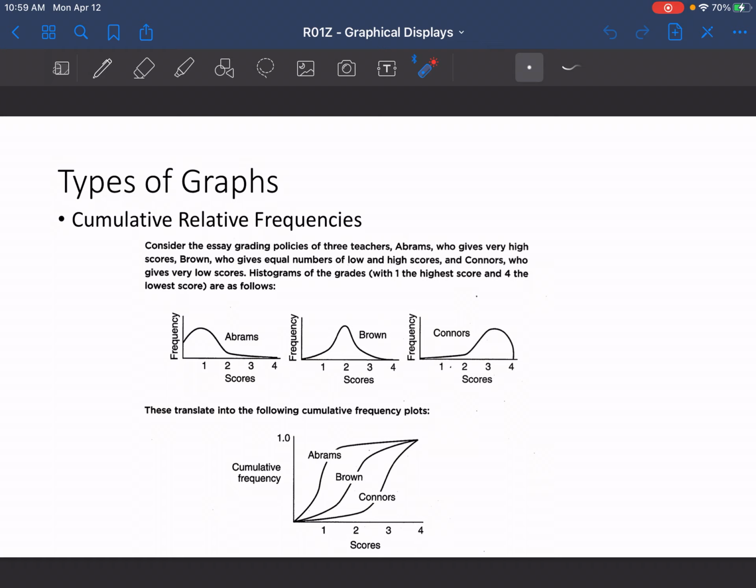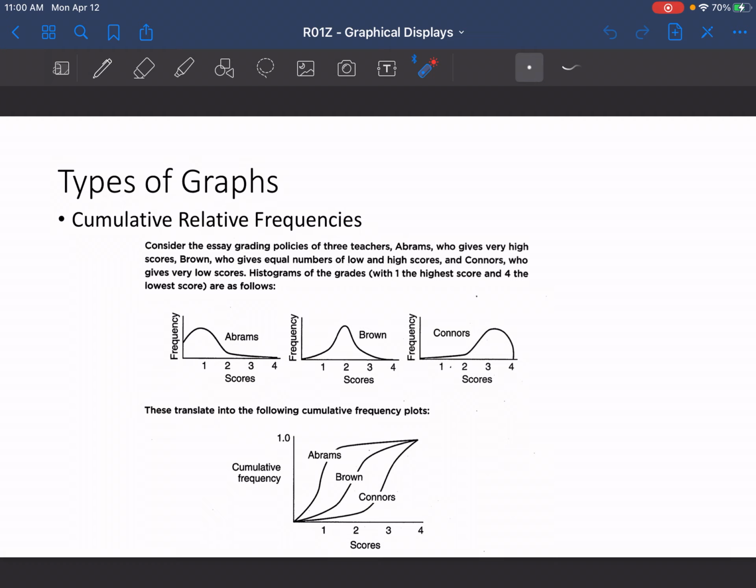But anyways, what we want to notice is that Abrams gives quite a few high scores here. So a lot of his data is going to rest in the 1 column, whereas it's going to taper off down to 4. If you look at the cumulative relative frequency graph for Abrams, with 0% down here and 100% up here, you'll notice that the data really shoots up in this 1 column. Then it tapers off as you get to 2 and 3 to represent the full 100% of students, but it shoots straight up right off the bat.